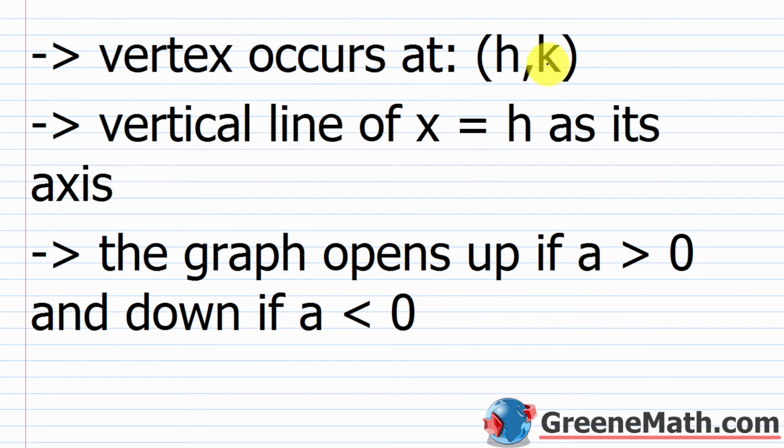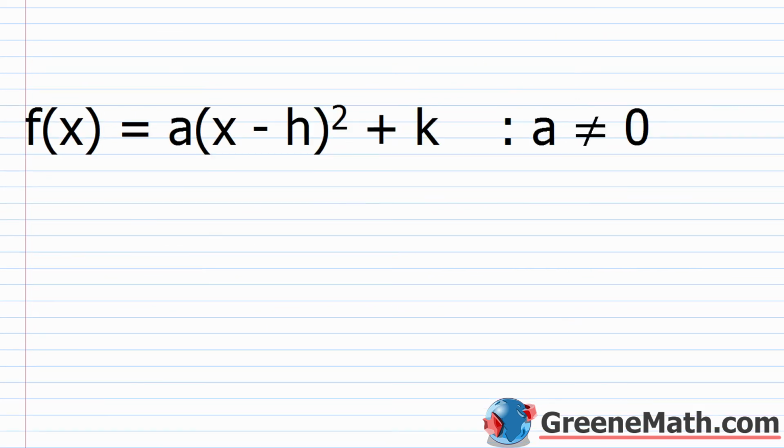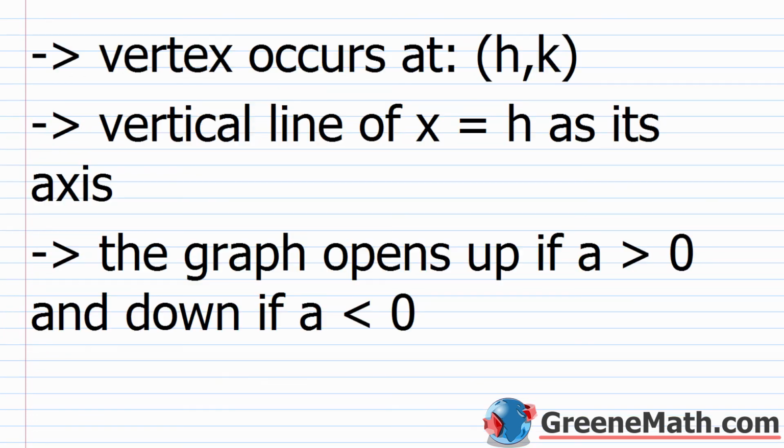And why is that the case? Let's go back up. We're thinking about how to make this, in this case because this is positive, as low as possible. So if I plugged in an h for x, h minus h would give me 0. 0 squared is 0. 0 times a is 0. So this is essentially gone. So I'm just left with k. Right? So that's the lowest it can be. Plug in an h for x. That eliminates that. It wipes it out. I'm just left with k. So that's why our vertex occurs at h comma k.